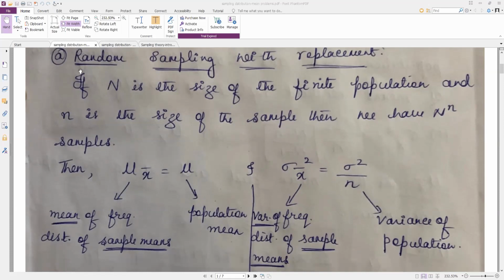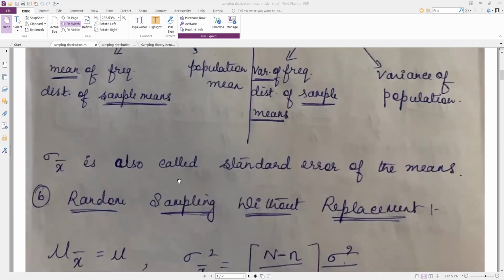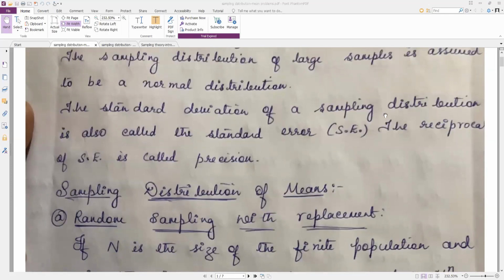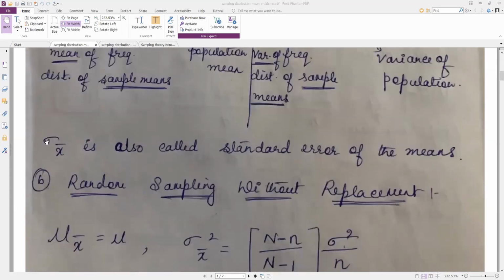So, whenever they ask random sampling with replacement, we need to show that the mean of the frequency distribution of sample means is equal to the population mean. This is only mu, that is population. Mu x bar is the mean of the sample means. Then here sigma x bar square is the variance of the sample means, and sigma square is the variance of the population. And sigma x bar is also called the standard error of the means. I told you earlier also, the standard deviation of the sampling distribution is also called standard error. So when you take the square root, you will get sigma x bar, that is called the standard error of the means.